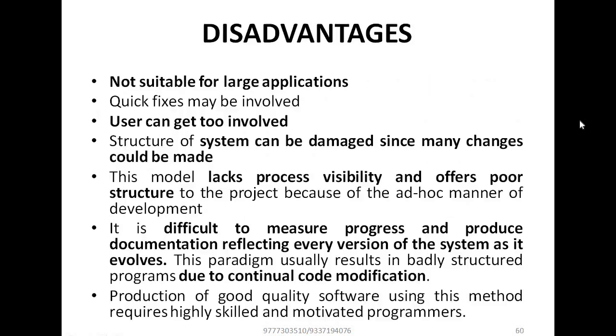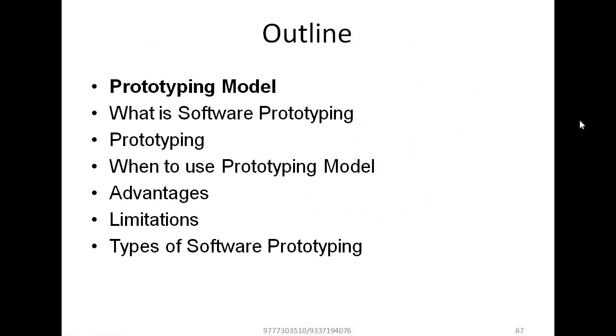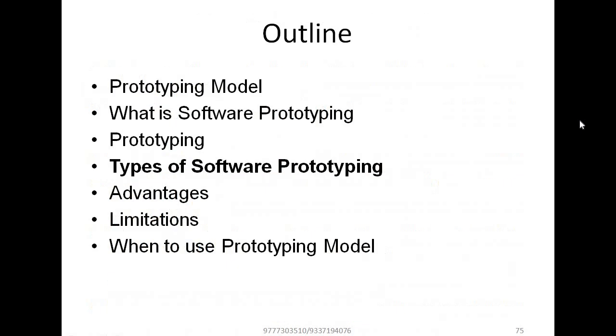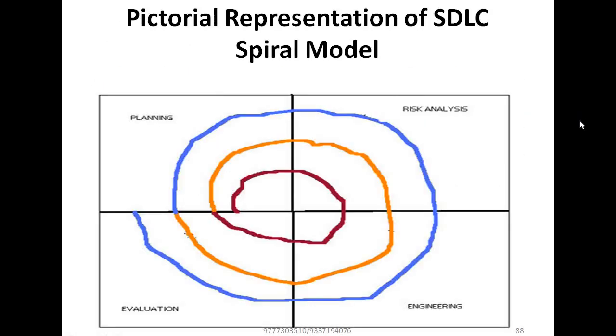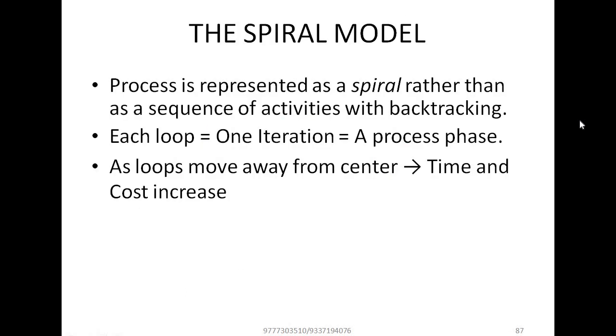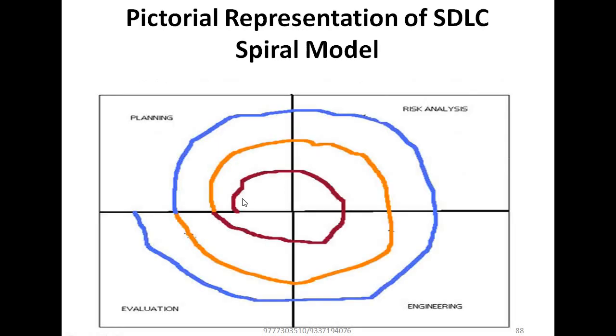So the spiral model does not accept these things. The spiral model does not accept the sequential manner, and does not accept the backtracking manner. It follows the loop. Each loop is equal to one iteration, equal to a process phase. Here one loop represents one process stage. This is one loop, see the color. This is another color, again another loop, another stage.